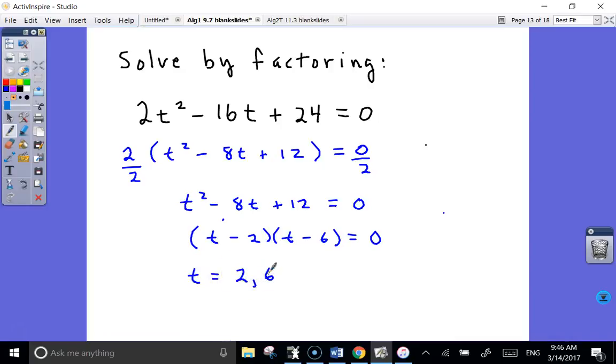Right? If it's just a simple t minus 2, you can imagine that 2 minus 2 makes a 0 and 6 minus 6 makes a 0. That's certainly the point you want to get to.